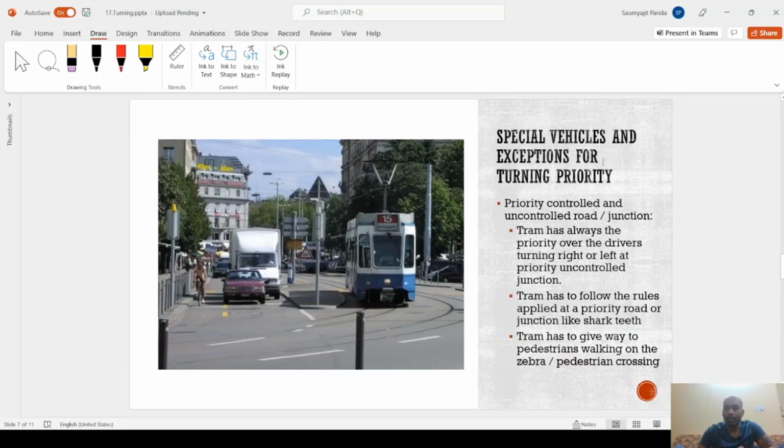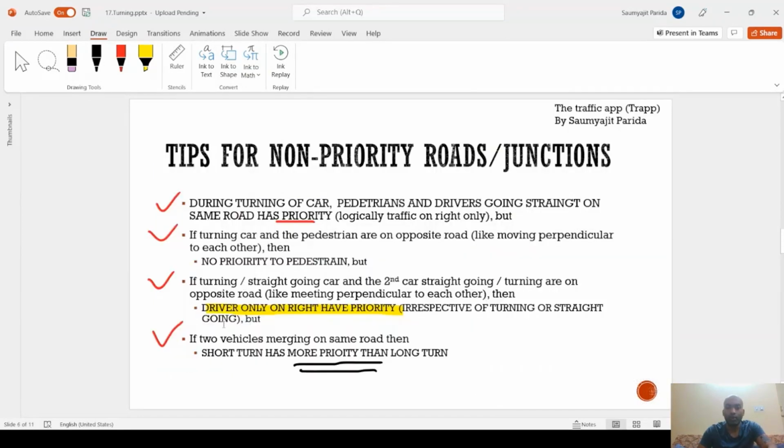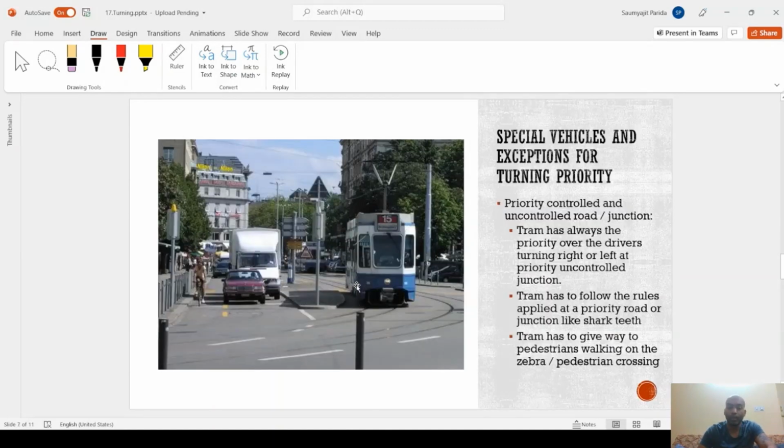Special vehicles and exceptions for turning priority. Priority control or uncontrolled junction. Tram always has priority over drivers turning left or turning right. We came across a golden rule that drivers only on the right have priority, but this is not the case with the tram.